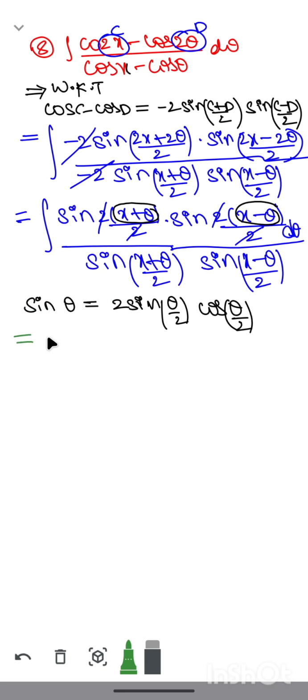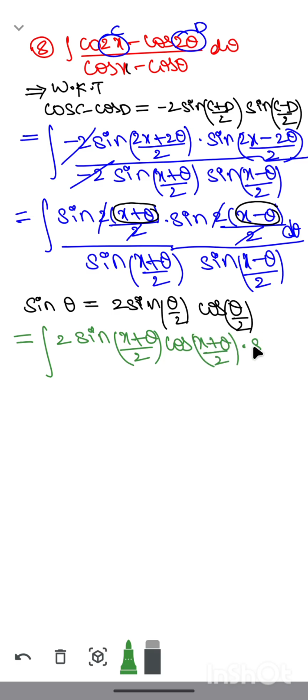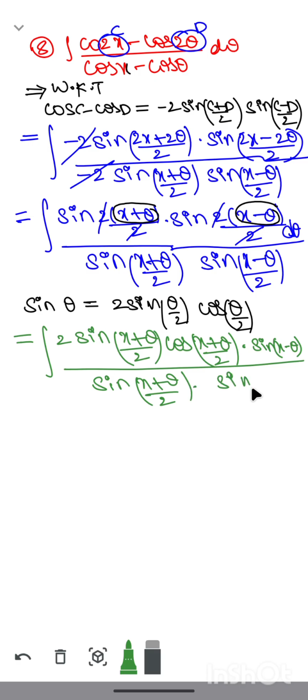That is integration of 2 into... I am writing this sine theta in the form of 2 sine theta by 2 into cos theta by 2. So 2 sine theta by 2, where theta here is x plus theta, divided by 2, into cos of (x plus theta) by 2. And this one I am writing as it is, that is sine of (x minus theta). In the next step I will apply the submultiple angle formula to that also. Whole divided by, here space is not there, so I am doing that step in the next step, sine of (x plus theta) by 2 into sine of (x minus theta) by 2.